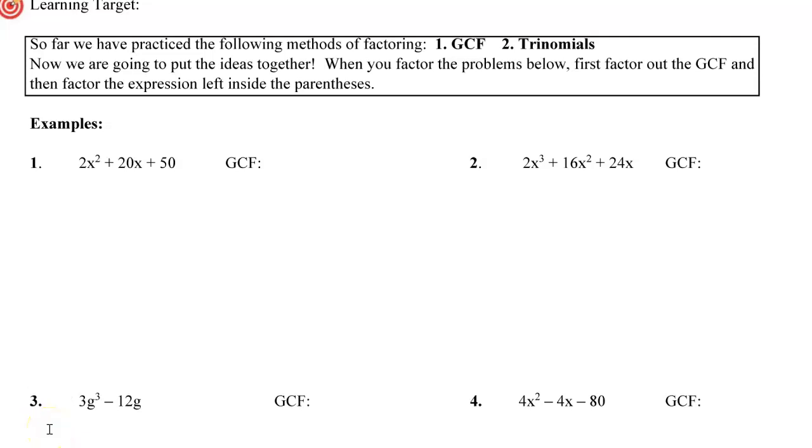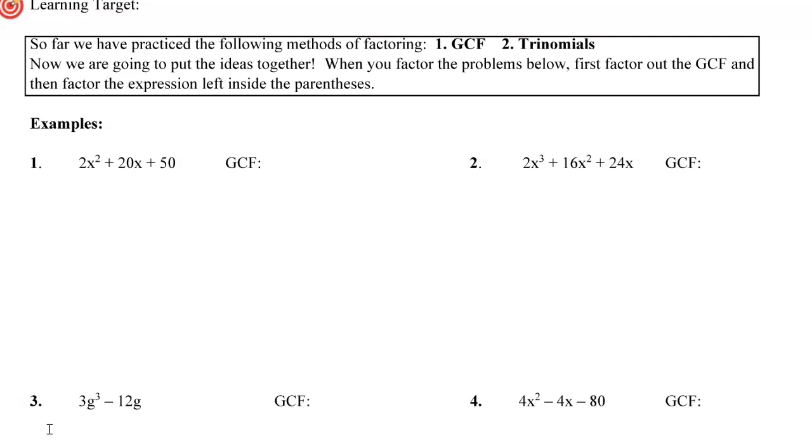Until this point, we have learned how to factor using the GCF method, as well as factor trinomials where the leading coefficient was 1. In this case, we're going to put both of those ideas together, in which we look to see a trinomial and the leading coefficient is not 1. This is your first indicator to check for a GCF.